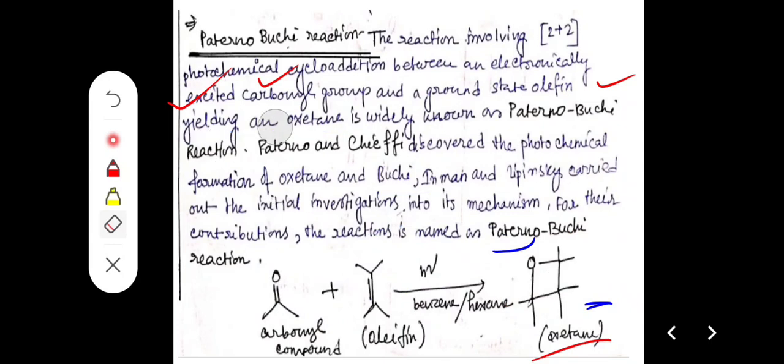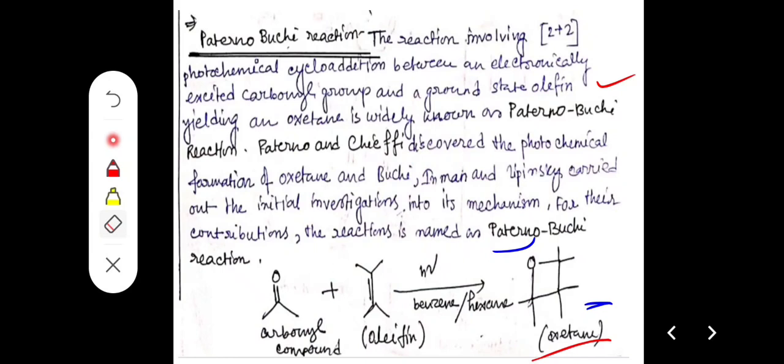The Paterno-Buchi reaction is nothing but a 2+2 photochemical cycloaddition of an excited carbonyl group with any olefin group. It was observed by Paterno and Buchi, and due to this naming we get the overall name of the reaction, the Paterno-Buchi reaction. A 2+2 cycloaddition is only possible from a photochemical point of view.